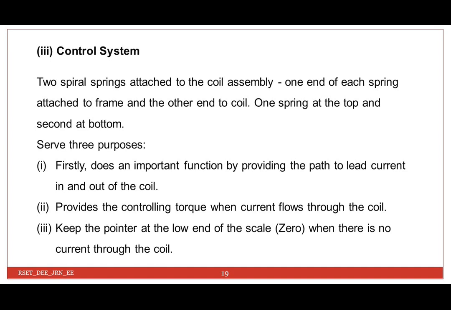The spiral springs, firstly, do an important function by providing a path to lead current in and out of the coil. They provide the controlling torque when current flows through the coil, which is very important, and keep the pointer at the low end of the scale, that is, a zero position, when there is no current flowing through the coil.